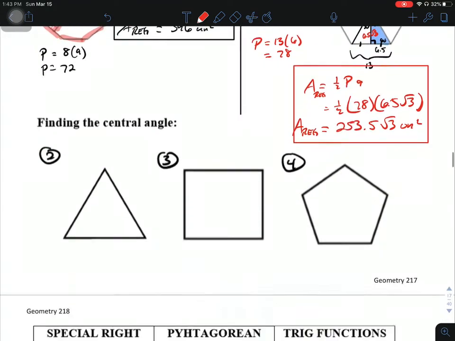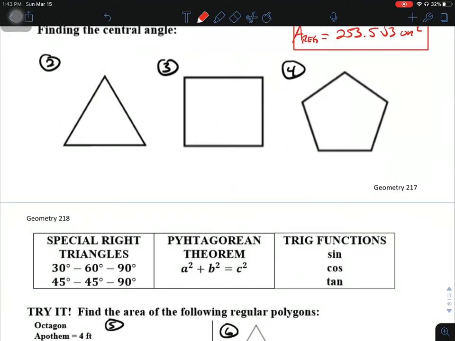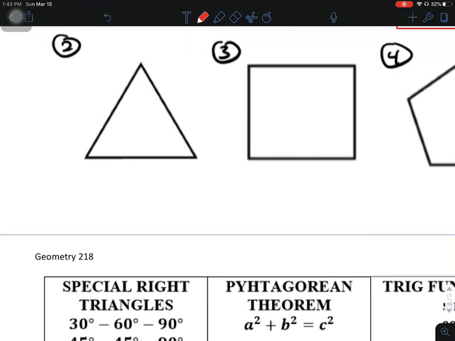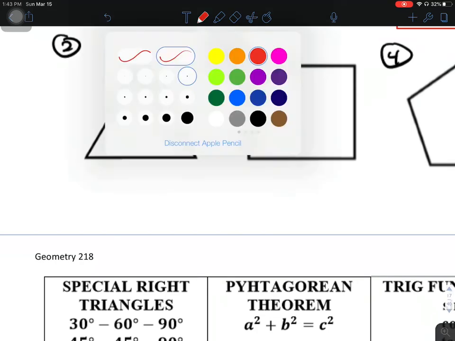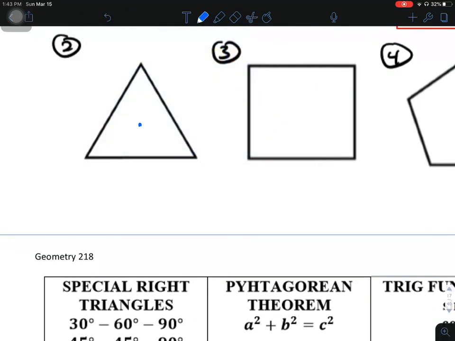Alrighty. Let's just practice finding some central angles of these other shapes. Now, depending on the information you're given for a triangle, you might not even use a regular polygon formula. But if you were so inclined, depending on the information that you were given, the central angle is going to equal 360 divided by the number of sides. This is a triangle. The number of sides is 3. Means the central angle is 120 degrees.